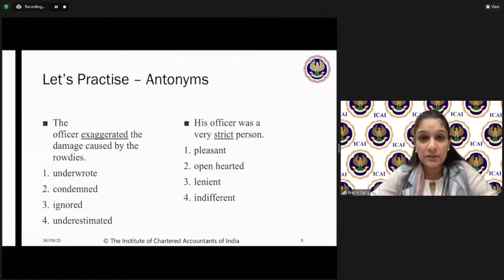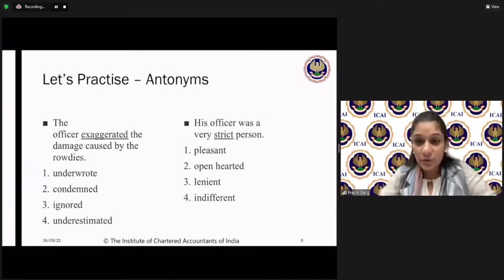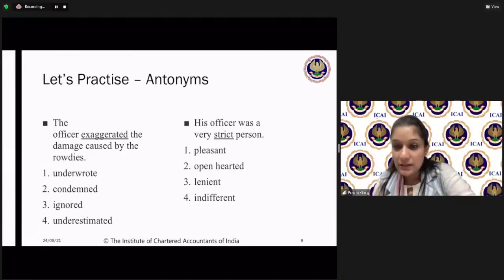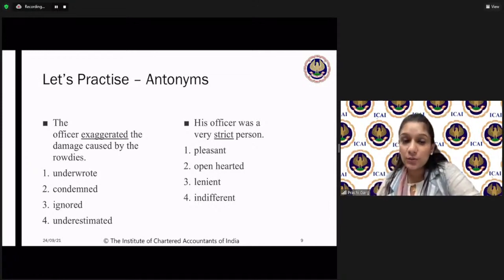Okay, so the first one is... redundancy means words that are not required are repeated again and again. So the answer for the first one is underestimated. Exaggerated, underestimated. Exaggerated is to make things look bigger. Underestimated is when you are not able to assess something properly and you underestimate the situation.